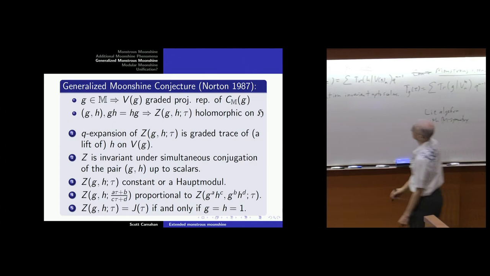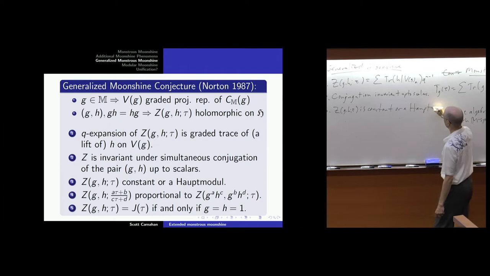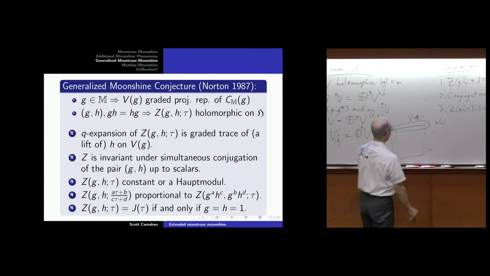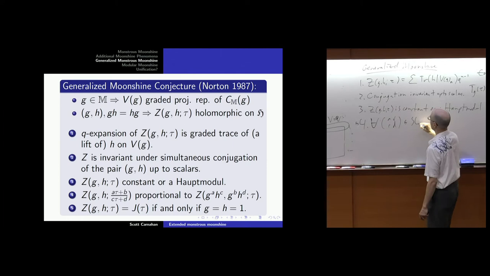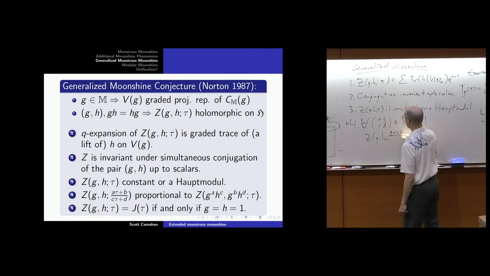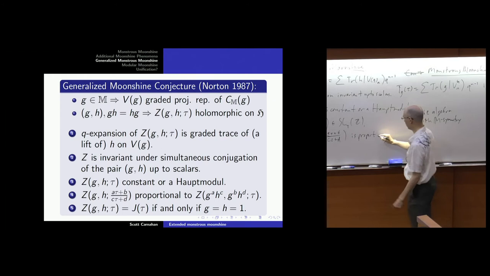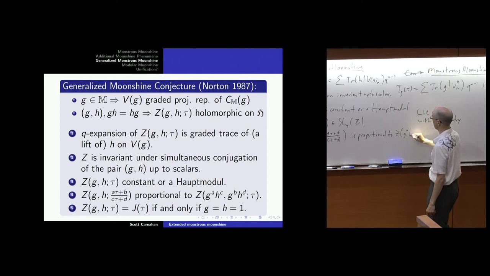So third, we ask that this function, Z of g, h, tau, is constant or a Hauptmodul. And the fourth is an SL2Z condition: for any a, b, c, d in SL2Z, we ask that Z of g, h at (a tau plus b) over (c tau plus d), that is to say the transform of Z under SL2Z, is proportional, there's some non-zero scalar multiple, of Z of g to the a h to the c, g to the b h to the d, at tau.